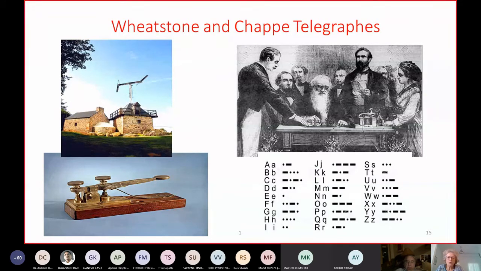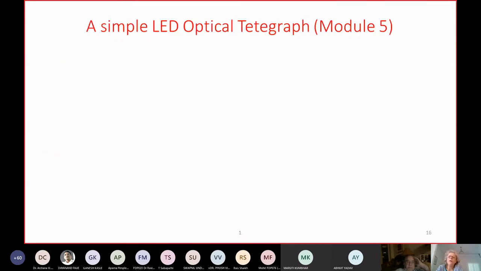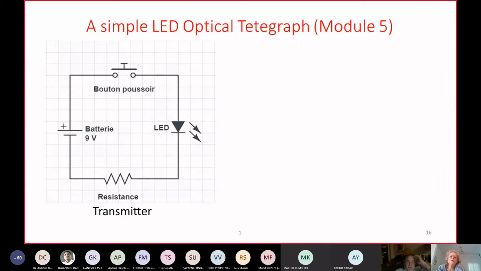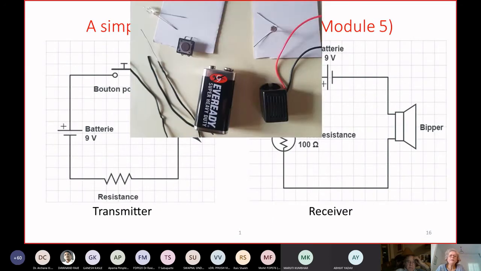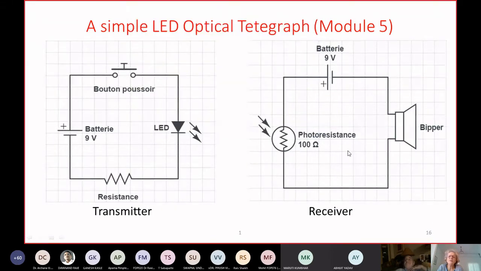And I told them we can do this with very, very simple circuits. Let's call it the LED Optical Telegraph. For this telegraph, we need a transmitter, a receiver, and some electronic material. The material is very, very simple. They need a battery, an on-off button, and an LED. The most expensive part is the battery. All the other parts are very cheap. And as you can see, the circuit is very, very simple.